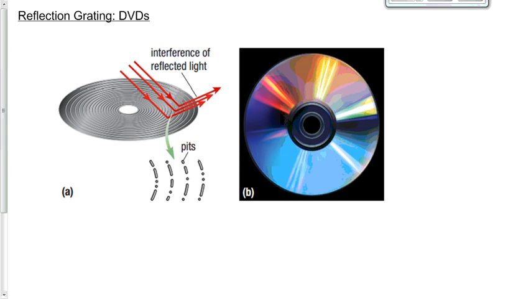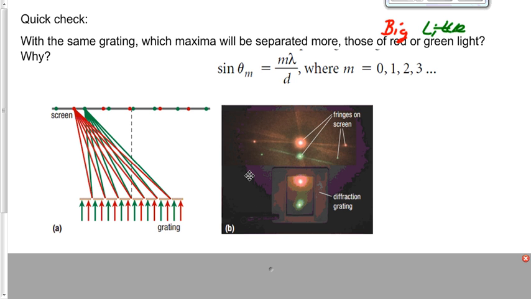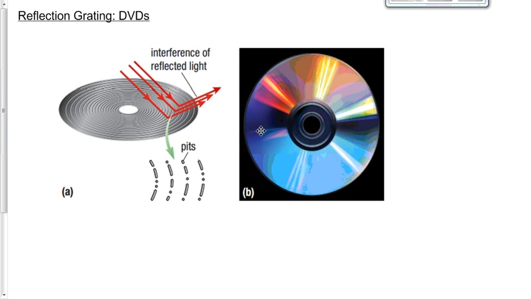So let me go back to this one for a second. If you have white light coming in here, hopefully you can see from this little example that it's going to spread out the colors, right? Some colors will go here, some colors will go here, some colors will go here. And if you're looking at one spot, you're going to see different colors. That's kind of what a DVD does. So we can actually use a DVD as a diffraction grating as well. And that's kind of neat.